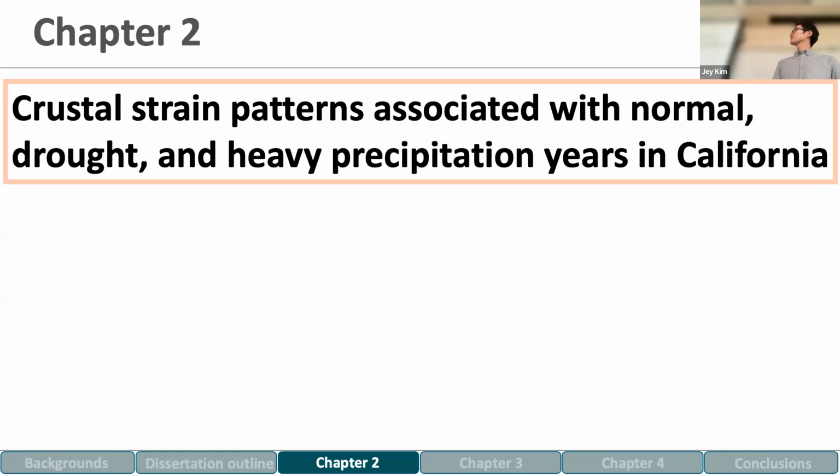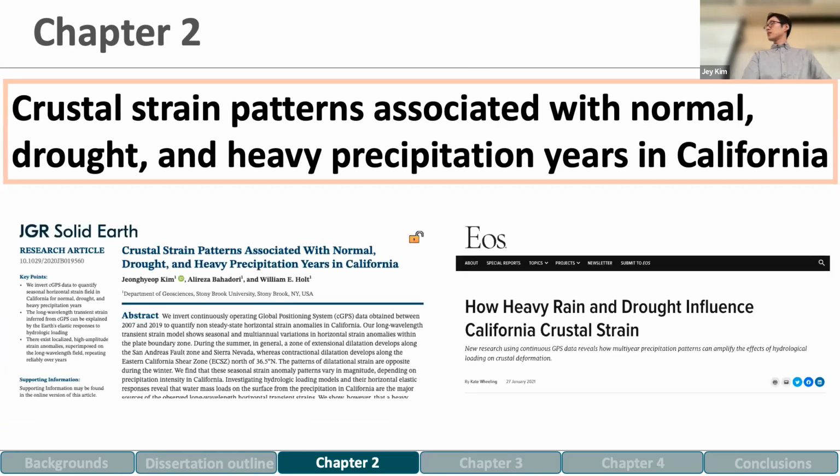This is the title of chapter 2, cross strain patterns associated with normal drought and heavy precipitation years in California. This is a published work in JGR Solid Earth. I have 2 co-authors, Dr. Ali Badri, he's a postdoc at Lamont, and Bill Holt, my PhD advisor. And this work is also highlighted in EOS. So if you're interested and want to read a plain language version, then maybe you can read this article.